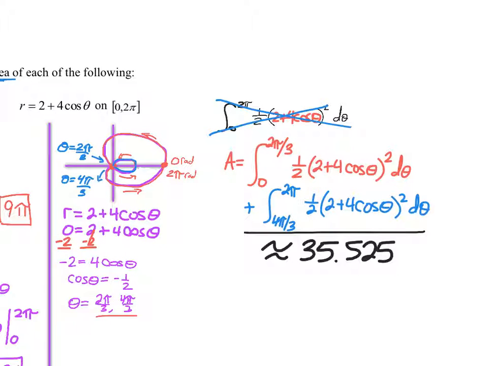I think you're right. That's what I got, 35.5. Yeah, that's exactly what I got. I just forgot to square it last time. Yeah, I'm not seeing anything wrong. Yeah, this looks right.